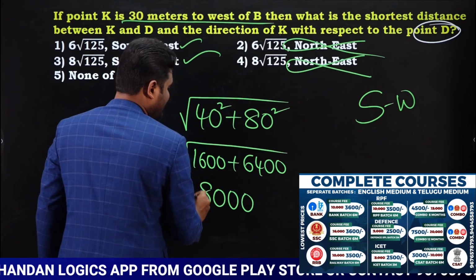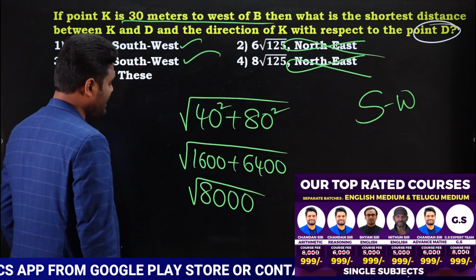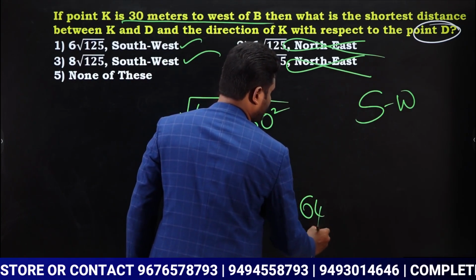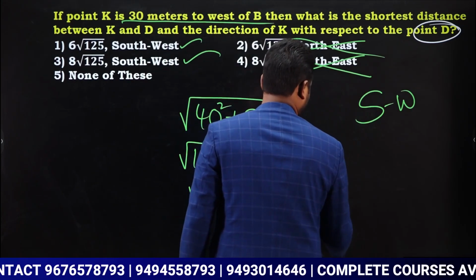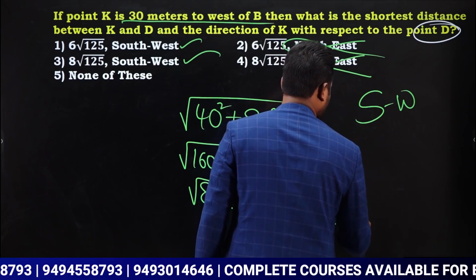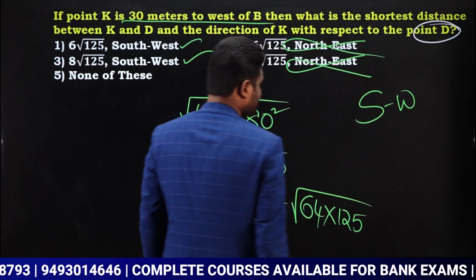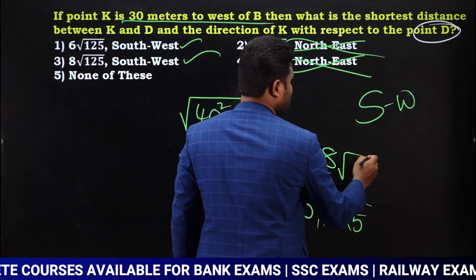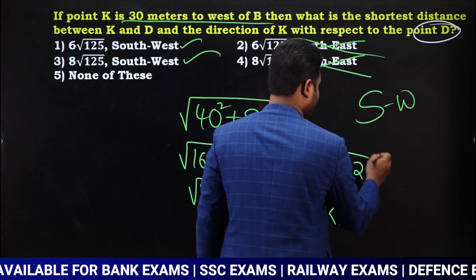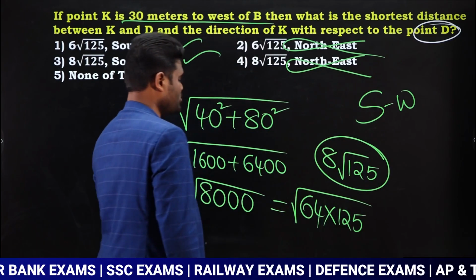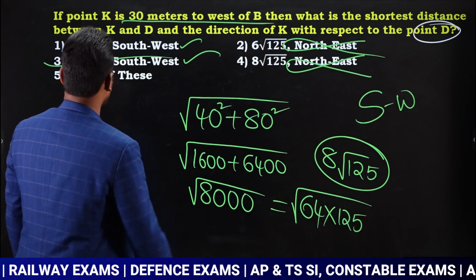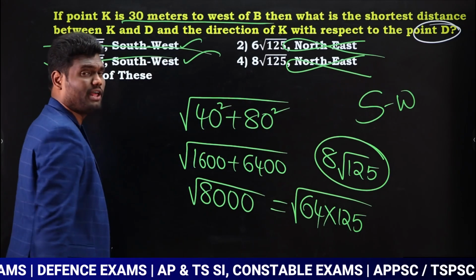Now how can I write this 8000? I can write this as 64 into 125. Yes, happily I can write 64 into 125. Now square root of 64 means 8. So the answer is going to be 8 root 125, which is option 3. 6 root 125 is going to be a wrong answer.